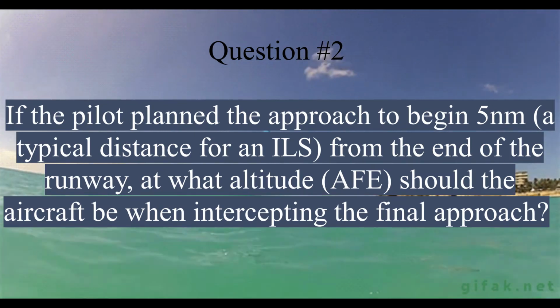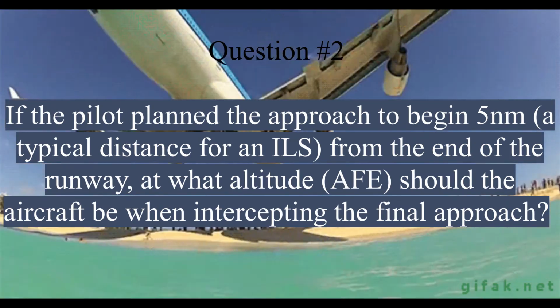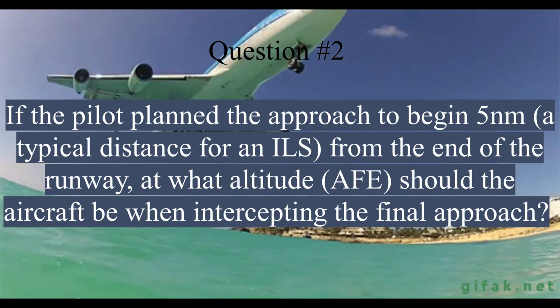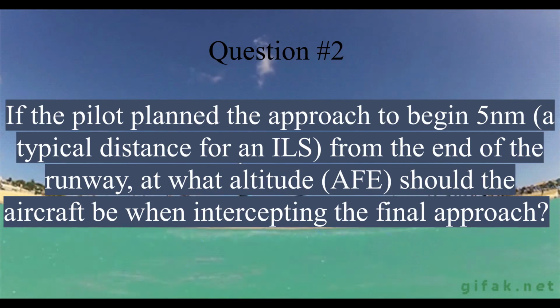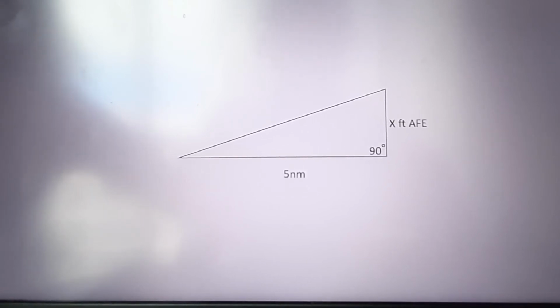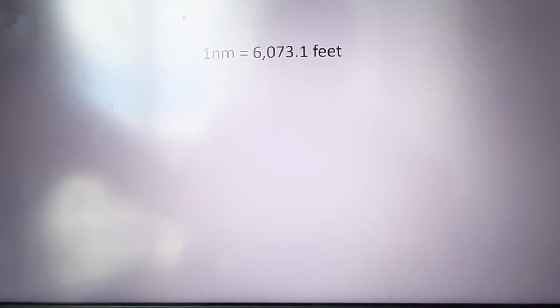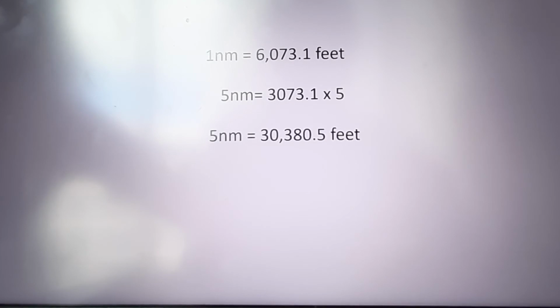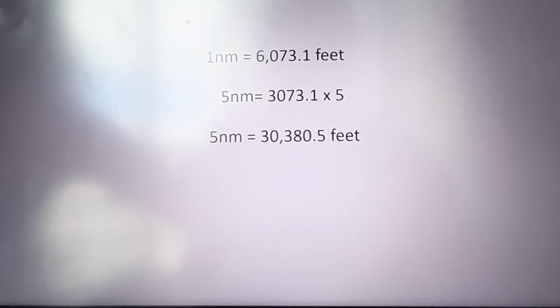Question number 2. If the pilot planned the approach to begin 5 nm, which is a typical distance for an ILS, from the end of the runway, at what altitude should the aircraft be when intercepting the final approach? One nm is equal to 6,073.1 feet. 5 nm is equal to 6,073.1 times 5, which is equal to 30,380.5 feet.